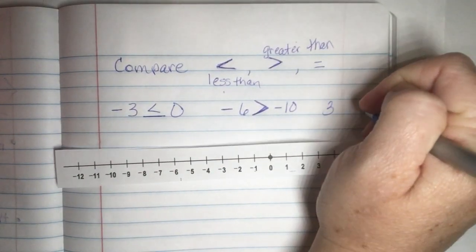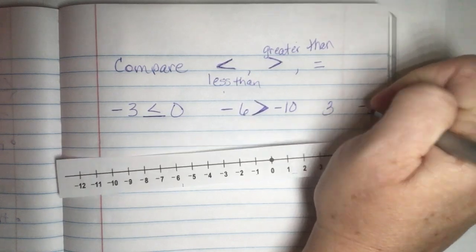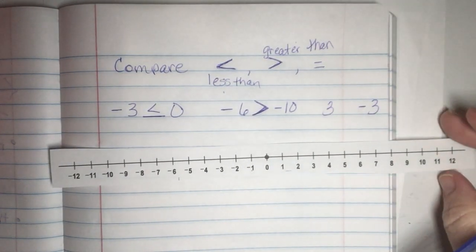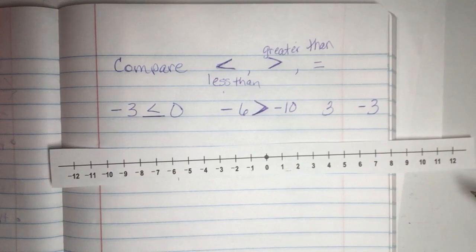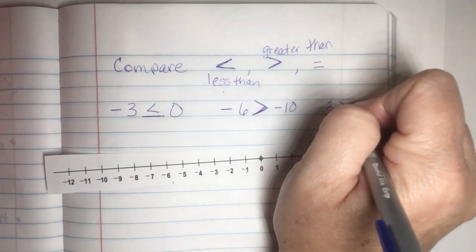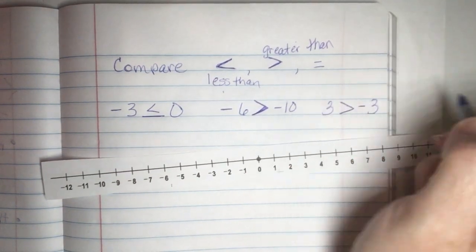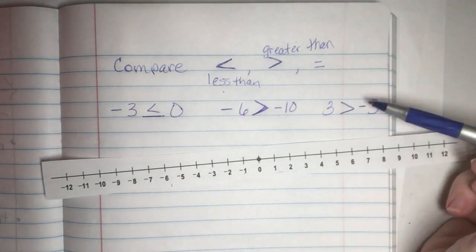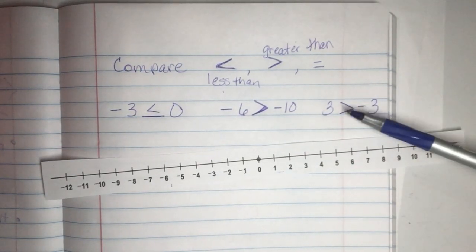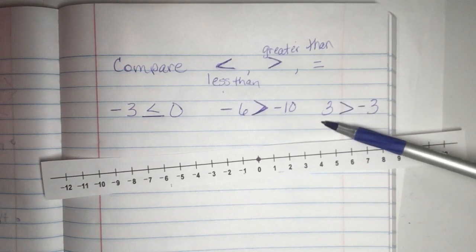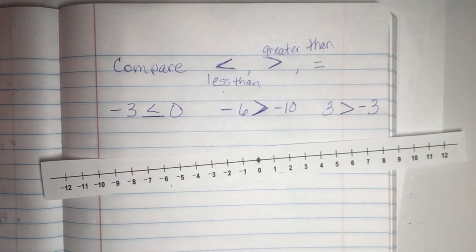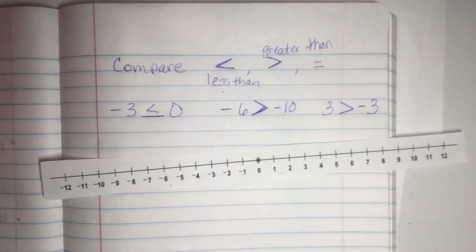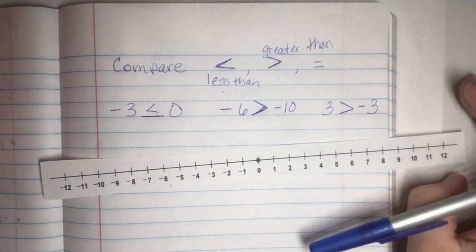All right, let's do 3 and -3. So 3 is what compared to -3? Yeah, 3 is greater than -3. A positive number is always bigger than a negative number. Now, some kids want to say these are equal. Well, they're not equal. They're opposites of each other. Okay, they're opposites of each other, but they're not equal. A positive number is always bigger than a negative number.